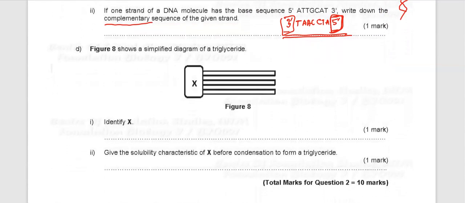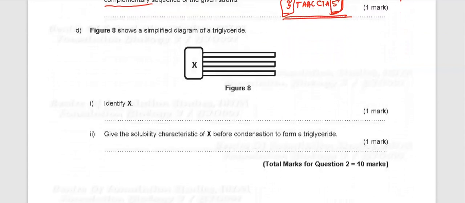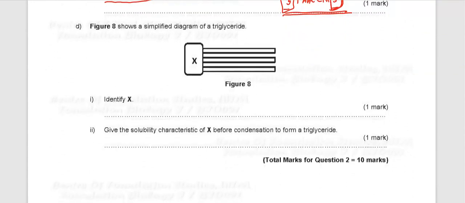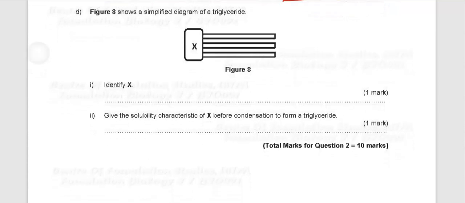And then figure 8 shows a simplified diagram of a triglyceride. A triglyceride is a type of fat. So you can have saturated fats or unsaturated fats. A triglyceride has two components, which are glycerol and 3 molecules of fatty acid. So X will be glycerol, obviously.